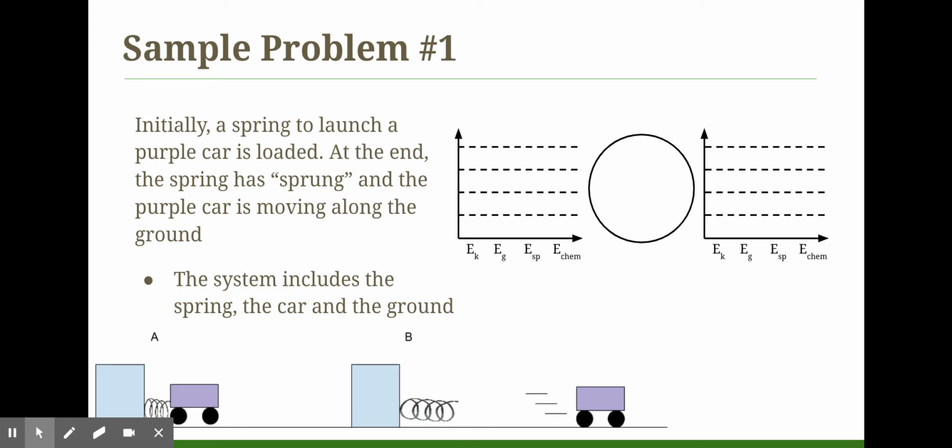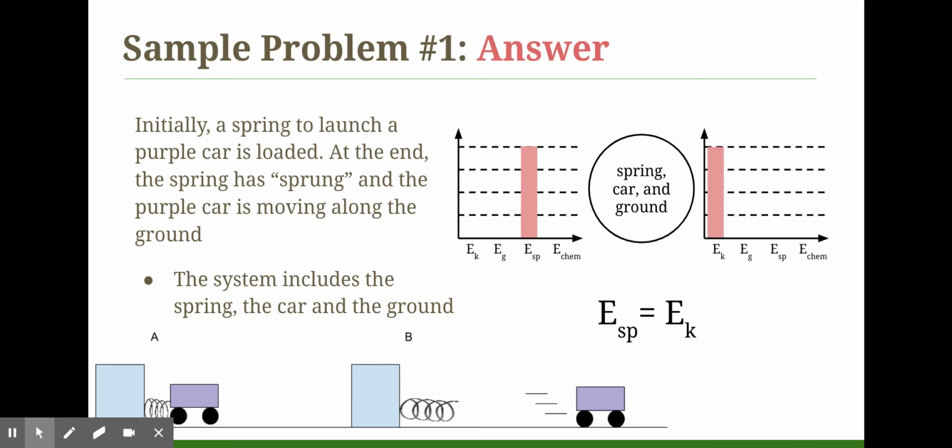And then we look at the end. Now the spring has sprung, so no more spring energy. The car is moving, so there's kinetic energy. It's on the ground, so no gravitational energy. And we just go through the questions again. So when we do that, we see at the start, like I said, spring energy. At the end, kinetic energy. And in the O, we write our system: spring, car, and ground. So we're just writing down what it is we're looking at the energy of.